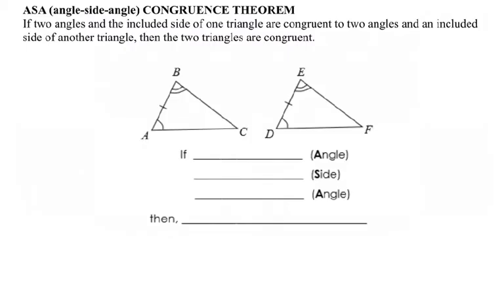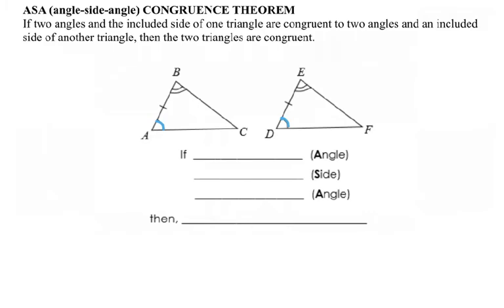Okay, so first one we're talking about ASA, that's angle, side, angle congruence. If 2 angles and the included side of one triangle are congruent to 2 angles and the included side of another triangle, then the triangles have to be congruent. So here's what we're talking about.